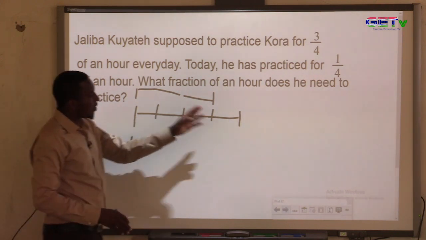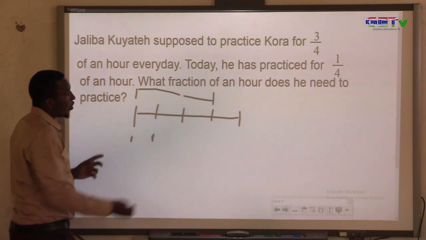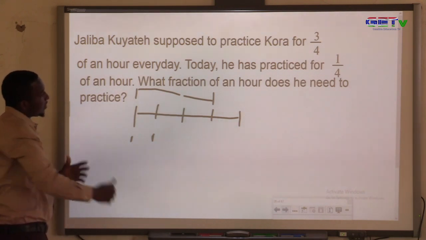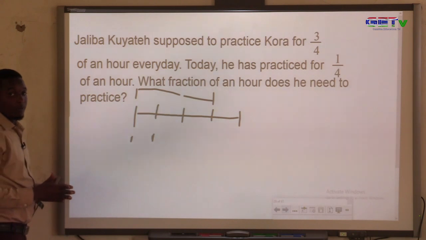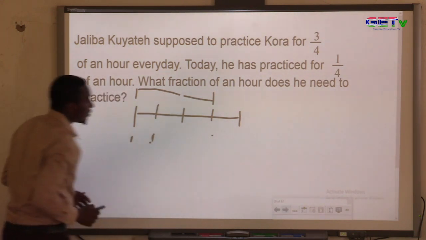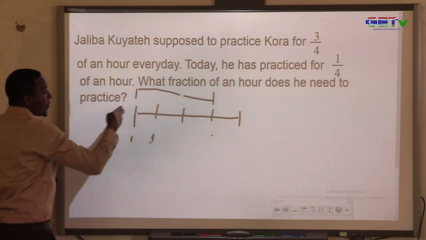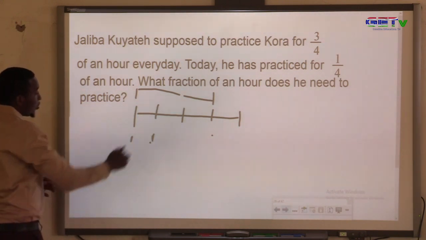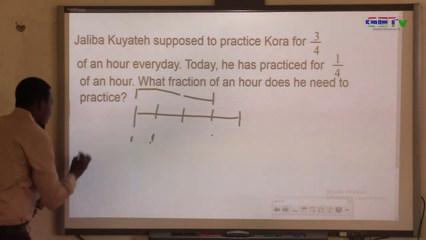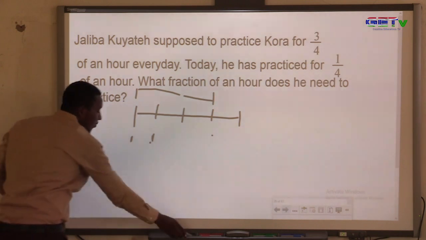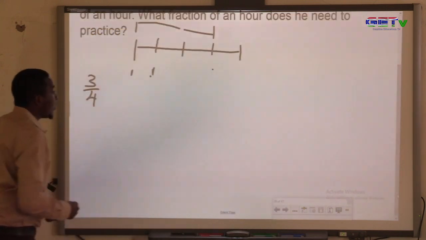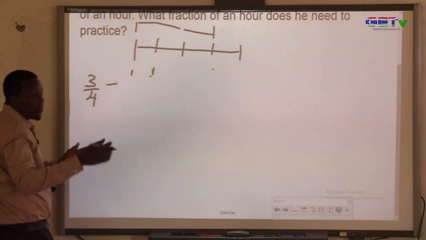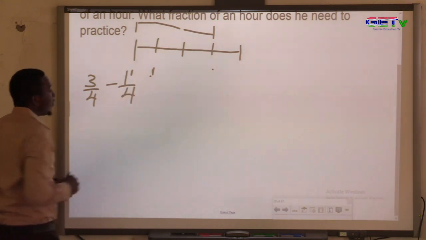We are asked what fraction of an hour does he need to practice in order to meet the number of hours that he practiced for a whole day. So obviously it is also subtraction, because we need to find from this point to the other point. So we take the total that he practiced every day, 3/4, minus the time that he practiced today, 1/4. So we have 3 all over 4 minus 1 all over 4.